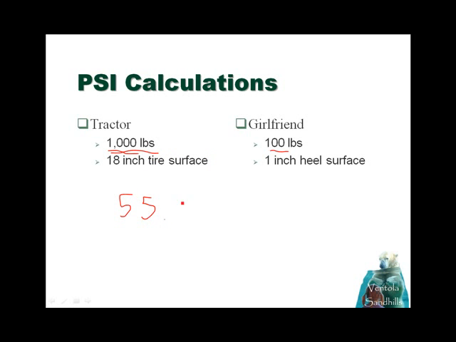So obviously she's going to do a lot more damage than a tractor with turf tires that have a padding surface area of 18 square inches. So you need to be able to do this math. It's pretty easy math, but it's interesting to see how just by spreading the load we can decrease the compaction that's going to be in one area.